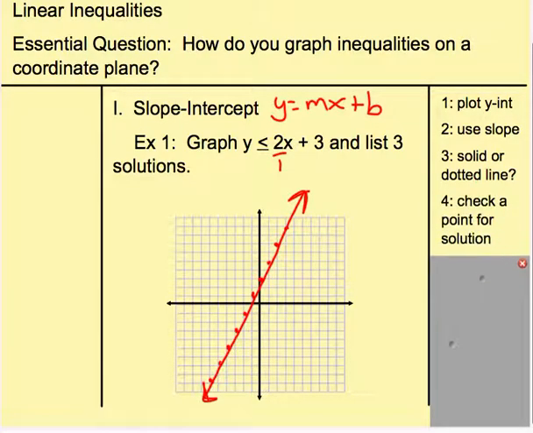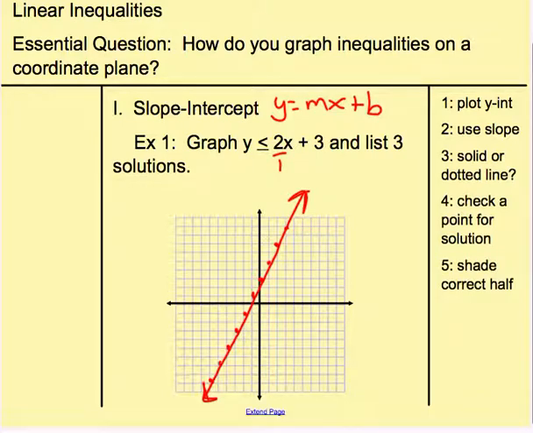And then we need to check a point for the solution. The second difference is that there will be shading when we graph our inequality, because half of these points on our coordinate plane will make the inequality true, the other half will not. So we're going to shade where it makes the inequality true.